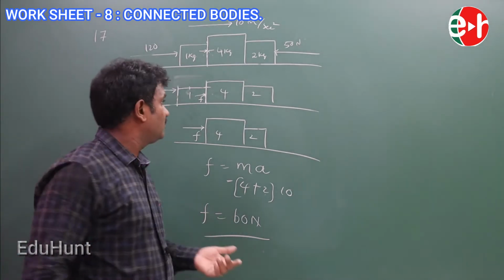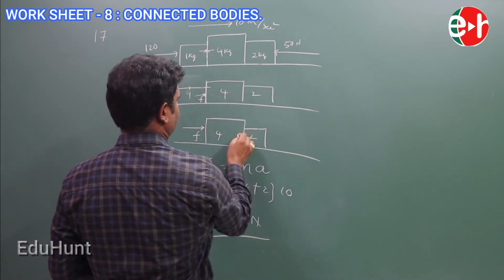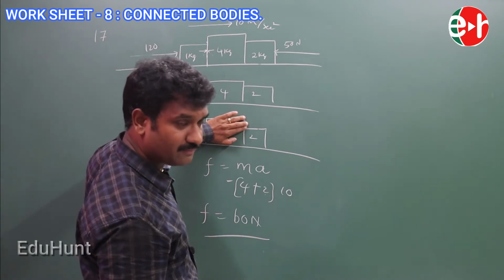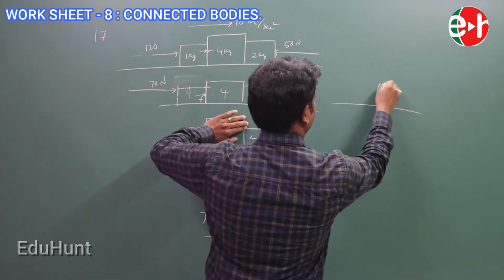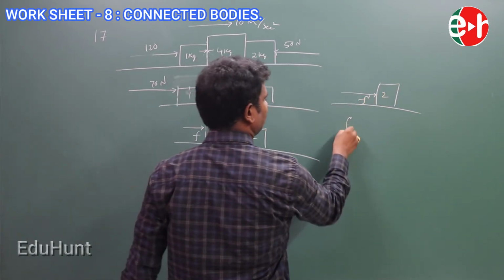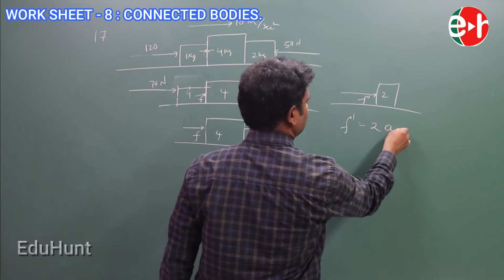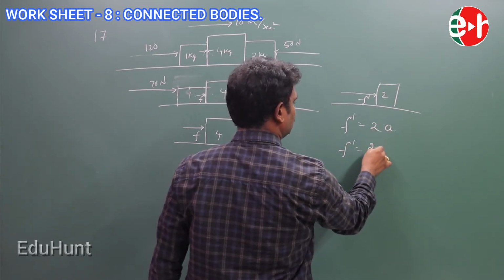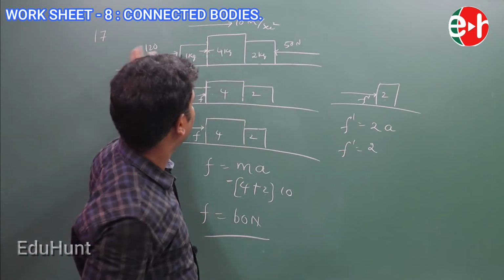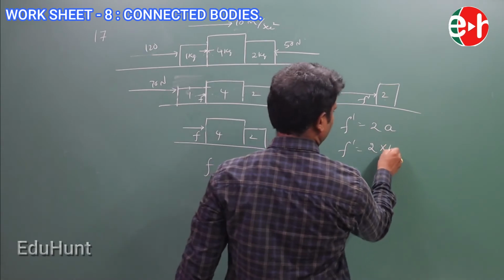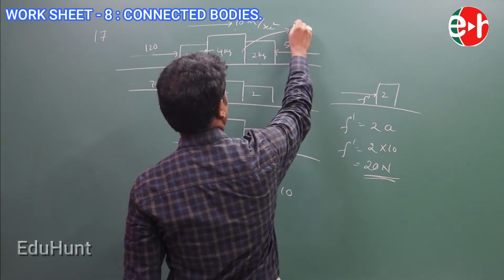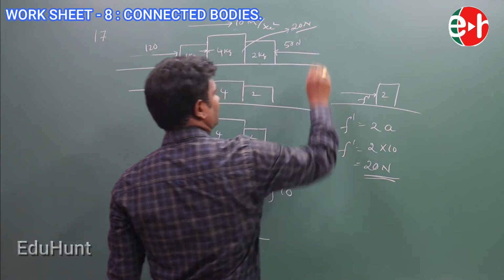The next question is, what is the force acting on this 2 kg? In that case, what we have to do? We have to ignore this also. So only the 2 kg block is left, and some force F dash is acting on this. So F dash equals mass into acceleration. So F dash equals mass, means 2 only, because when you want to find the force acting on this, we need to ignore these 2 masses. And what is the acceleration? 10. That is equal to 20 newtons. So on this 2 kg block, 20 newtons of force acts.